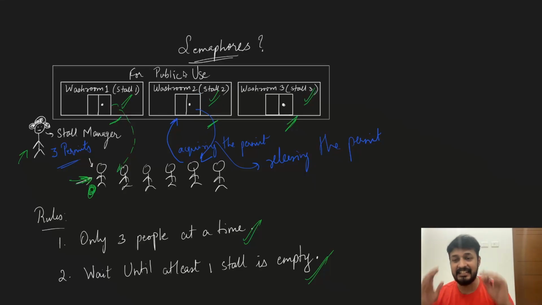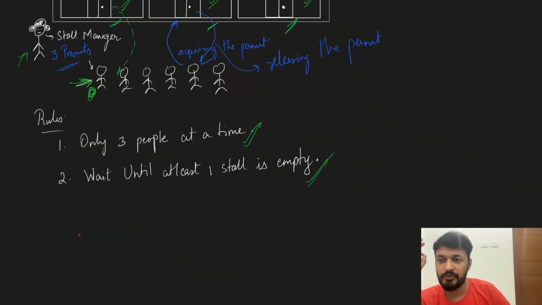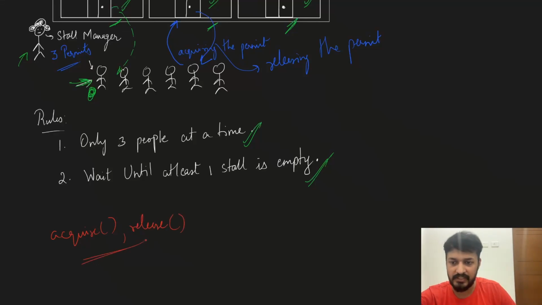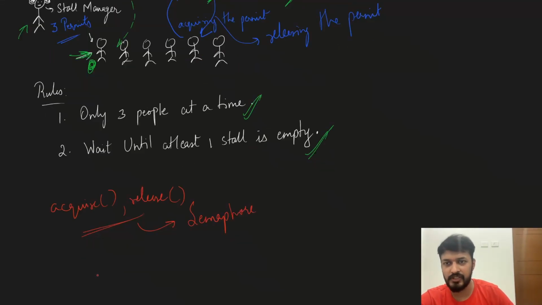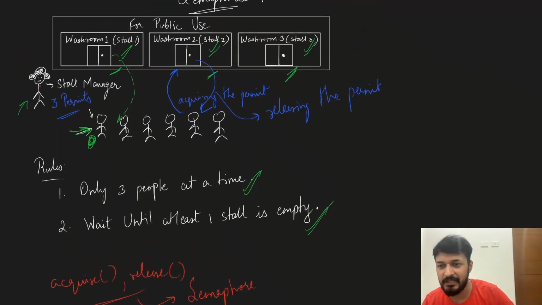This is exactly what a semaphore is. So Semaphore is a class in the java.util.concurrent package of Java, and it has lots of methods, but 2 important ones are acquire and release. These are the 2 very important methods of semaphores. If we compare with the analogy, semaphore corresponds to the stall manager having some permits. Here the stall manager had 3 permits.